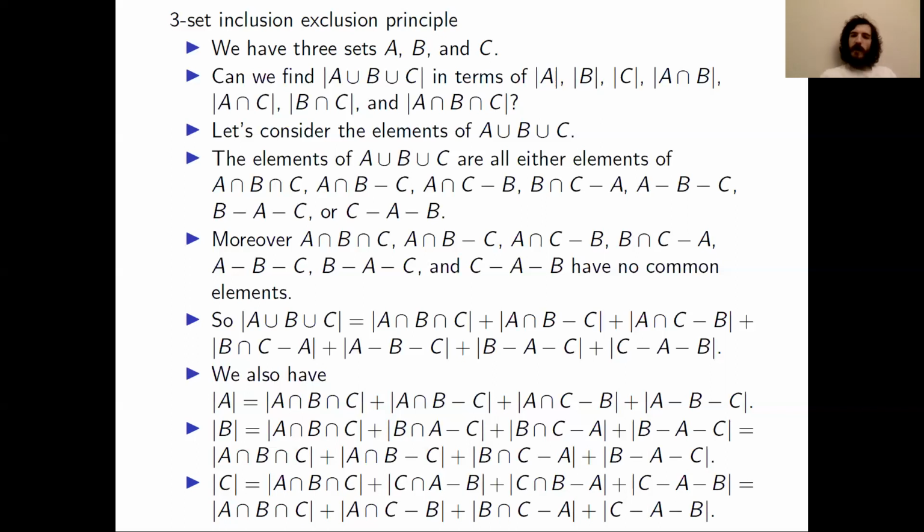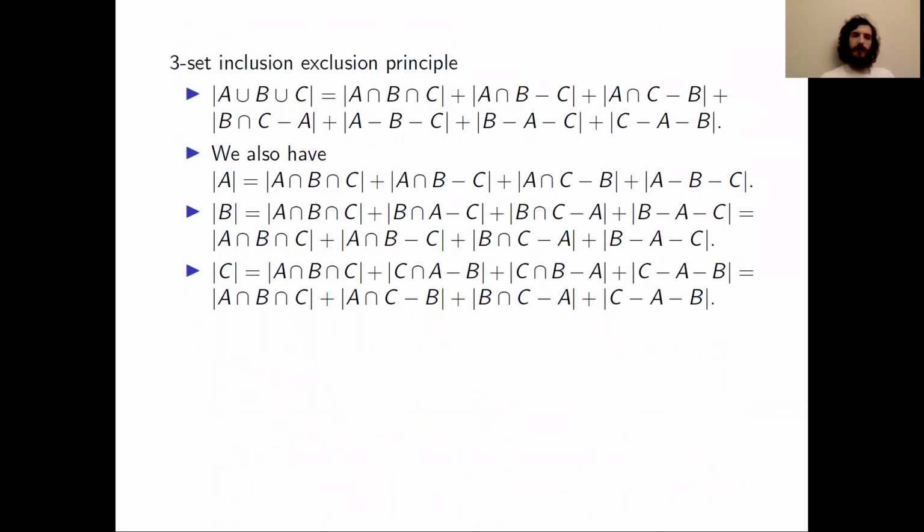We only have a few more cardinalities to calculate before we derive the final formula for the three-set inclusion-exclusion principle. The only ones remaining are the cardinalities of A intersect B and A intersect C and B intersect C. Here's the ones that we have so far. We got cardinalities for A union B union C, for A, for B, and for C.